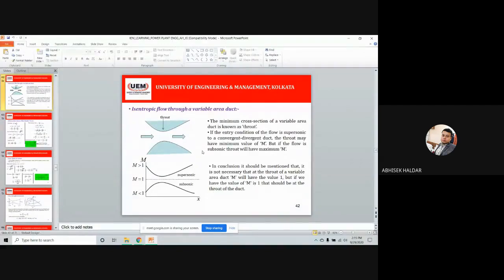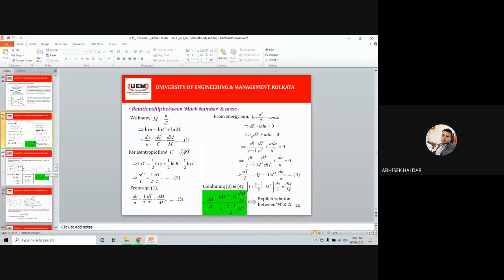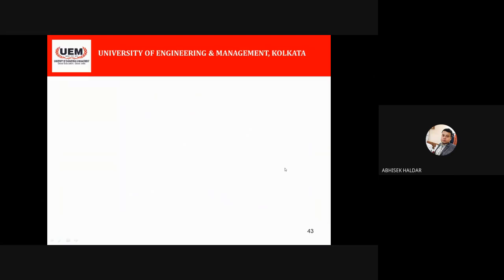So basically these things we discussed in the last class. If you recapitulate, isentropic flow through variable area duct. Now the mathematical forms will be discussed more today, and we'll try to finish as much as possible of the nozzle part, the nozzle design.